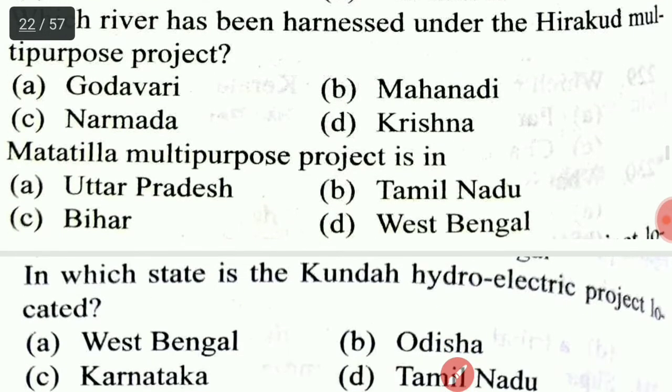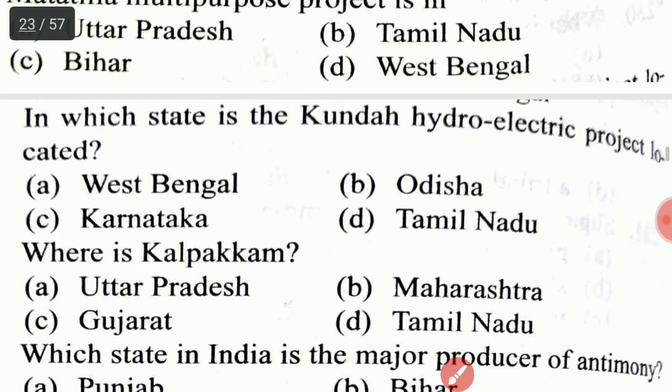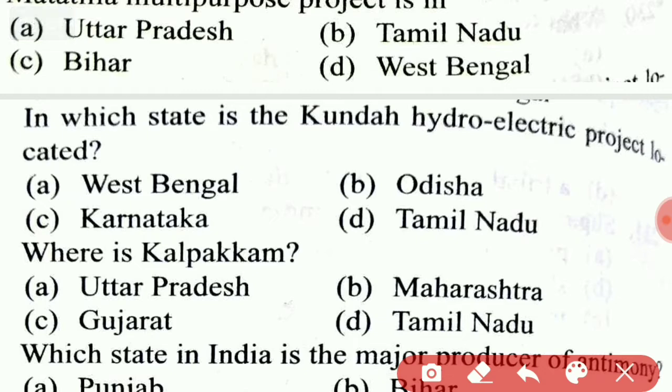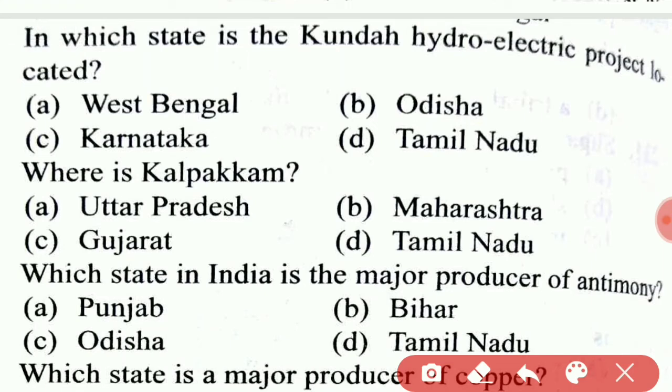Next, Matatila Multipurpose Project is in, very important question, option A, Uttar Pradesh. Next, in which state is the Kunda Hydroelectric Project located? Option D, Tamil Nadu. Next, where is Kalpakkam? Kalpakkam is in Tamil Nadu.